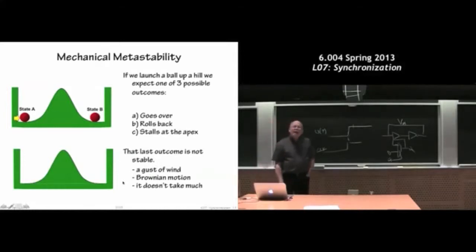So let me give you a mechanical analogy. We're going to try to come at this in a lot of different ways in the hope of showing. So here's a metastable state. We're going to start with the ball on this side. We're going to roll it over the hill. And there's a couple different outcomes. But the idea is that eventually the ball will end up on one side of the hill or the other.